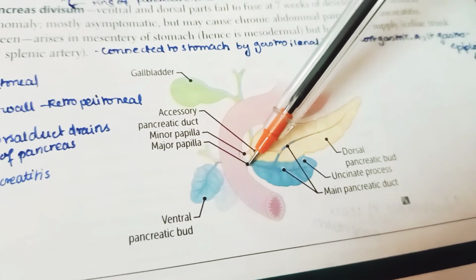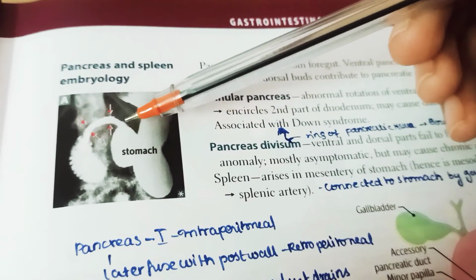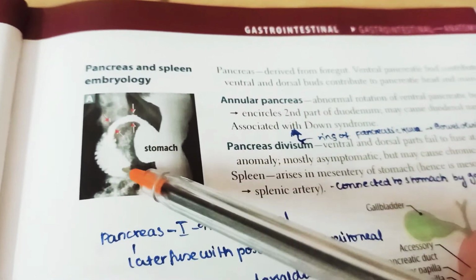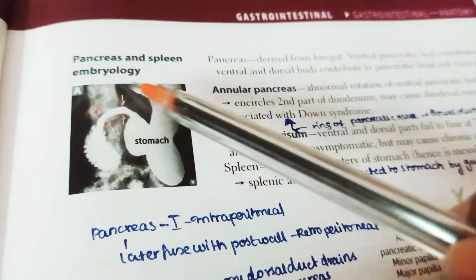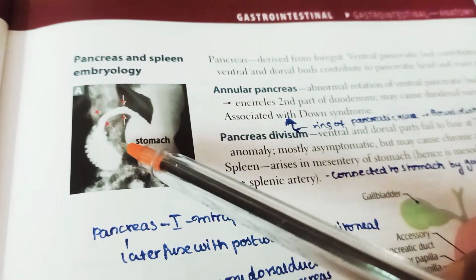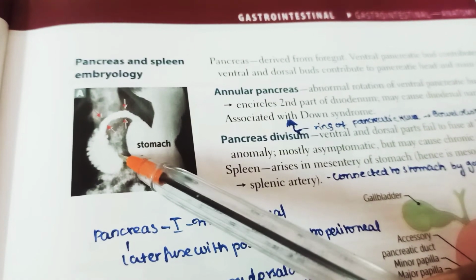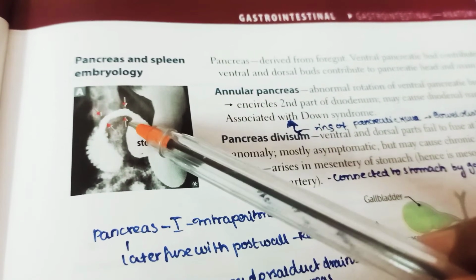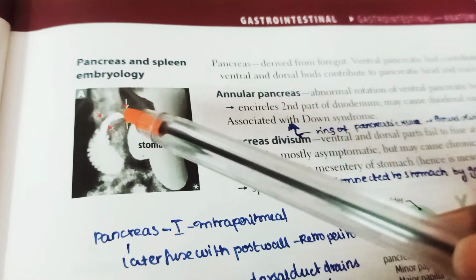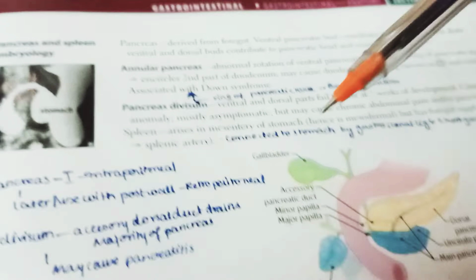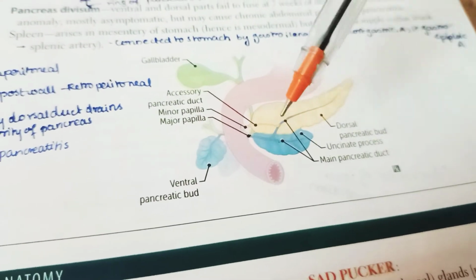So there is a condition called annular pancreas. In this diagram you can see the pancreas has an abnormal rotation of the ventral and dorsal bud, leading to a ring formation, and this ring blocks the second part of the duodenum. This causes duodenal narrowing, is associated with Down syndrome, and also causes vomiting because the duodenum is obstructed.